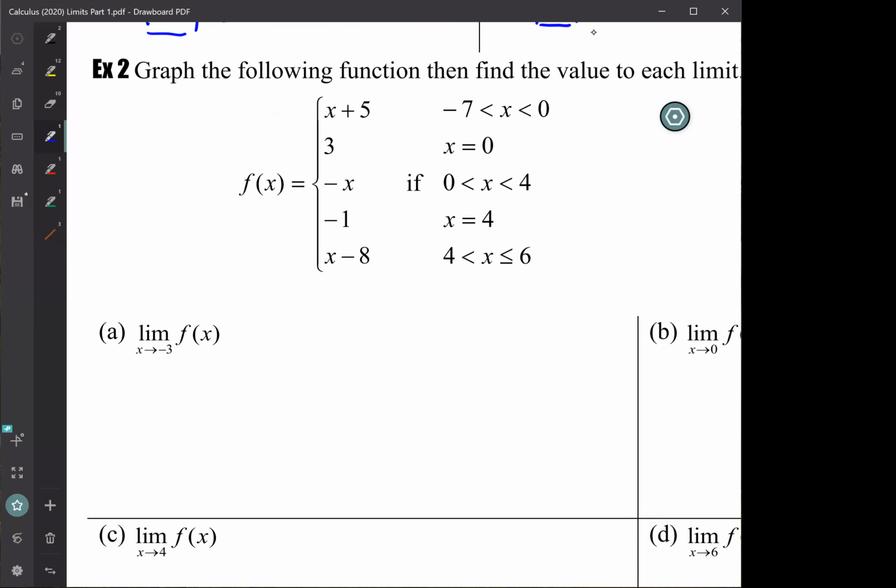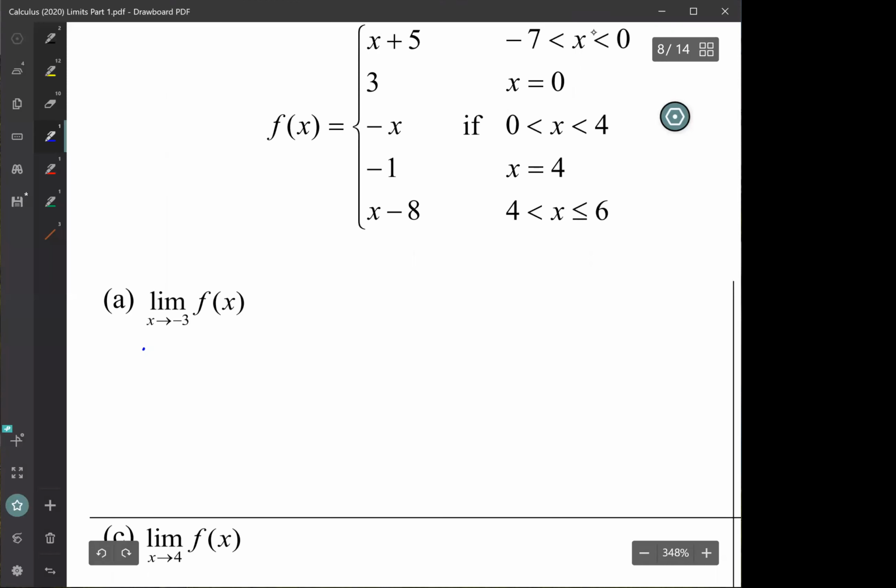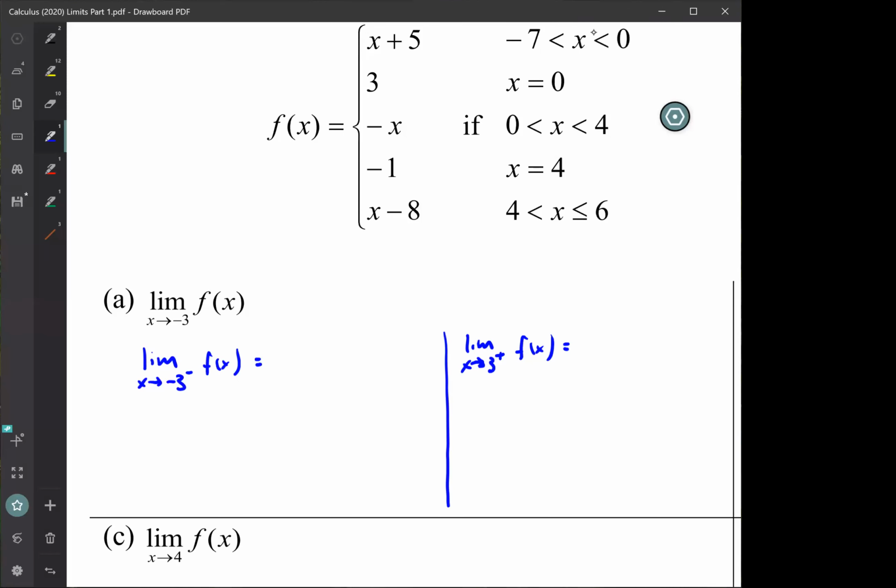No, because it doesn't have the plus or the minus next to the 3. Yeah, you need to see the little plus or little minus, right? So it didn't show you a little minus or plus. That means you need to find both sides, okay? So for each of the questions below, you need to find the left side, and you also need to find the right side. So you need to find both. If they match each other, then the limit will exist, okay?